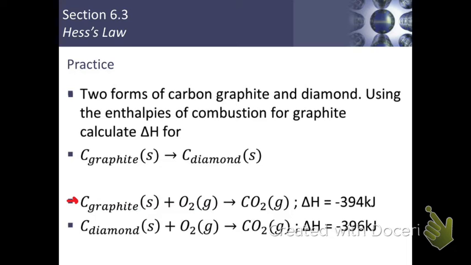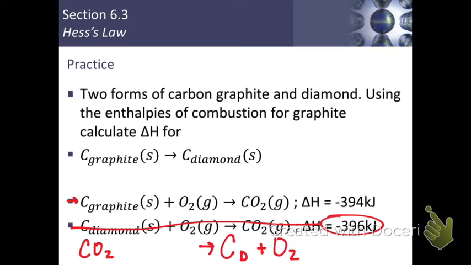What I like to do is just rewrite it all the way. I'm going to cross this one out because I don't want to pay attention to it when I'm crossing things out. I'm just going to rewrite it. So now I have CO2 on my reactant side, and my product side is carbon diamond plus O2. I reverse the whole thing, switching my products and my reactants, but I also have to change this value to now be positive 396.